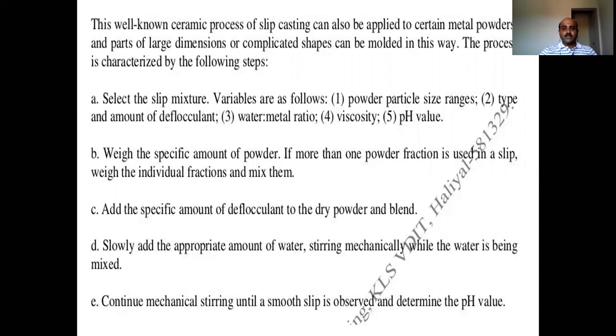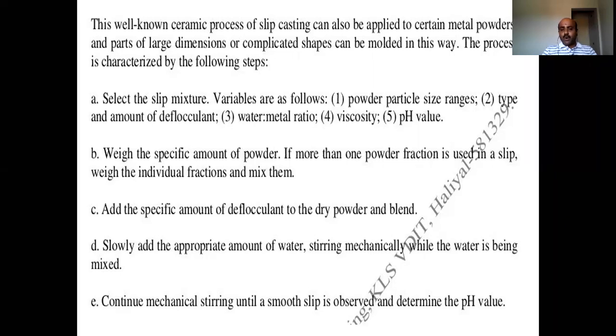So what are the steps we are going to follow for this slip casting technique? Let us take them one by one. Select the slip mixture. Variables are as follows: powder particle size ranges, type and amount of deflocculant, water to metal ratio, viscosity, and the pH value. So the selection of the slip mixture will depend upon the powder particle size, the type and amount of deflocculant, the water to metal ratio, and the viscosity and the pH value.